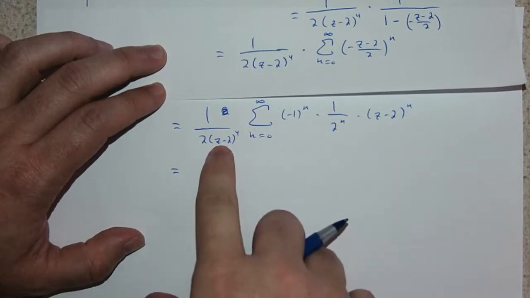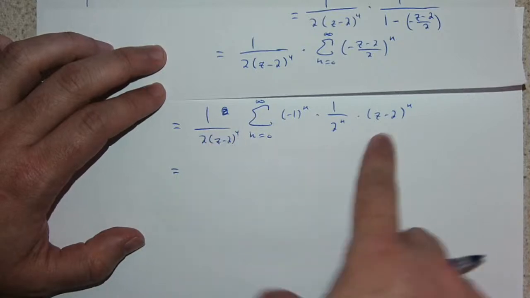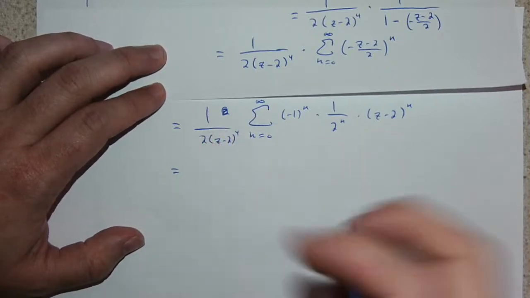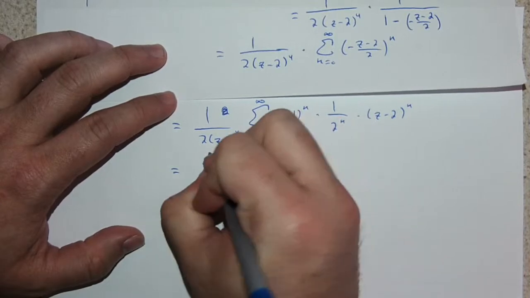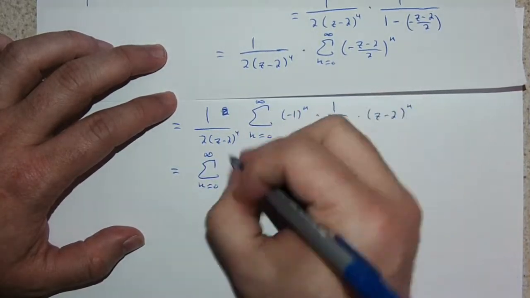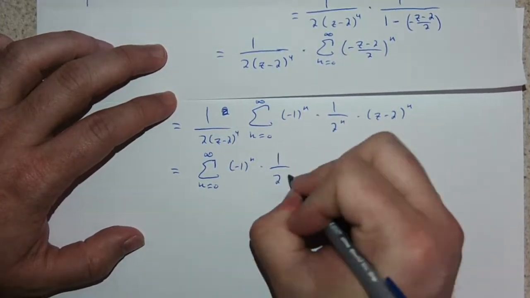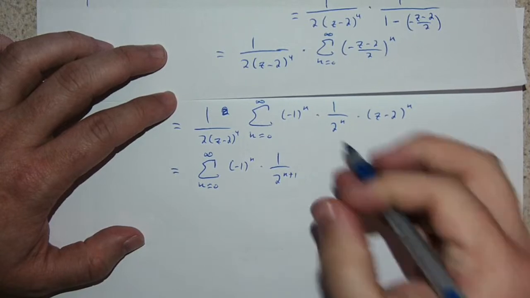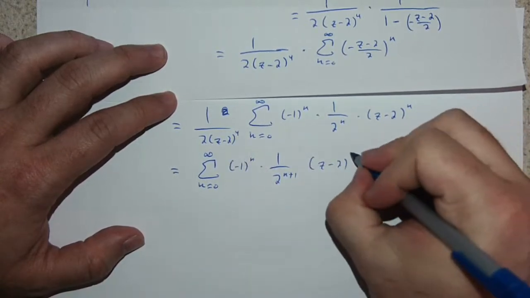So then I have a (z minus 2) to the fourth, so this is really (z minus 2) to the minus fourth, since this is in the denominator. And I have a 1 over 2 here. So this actually becomes the sum from n equals 0 to infinity of (minus 1) to the n times 1 over 2 to the n plus 1 times (z minus 2) to the n minus 4.